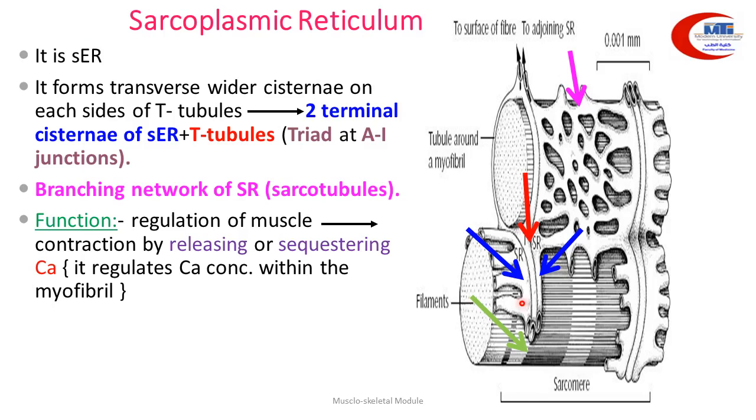The sarcoplasmic reticulum, which is smooth endoplasmic reticulum, is formed of a branching and anastomosing network, and on each side of this network there is a dilated tubule called terminal cisterna. This terminal cisterna, formed of smooth endoplasmic reticulum, is present on either side of the transverse T-tubule.